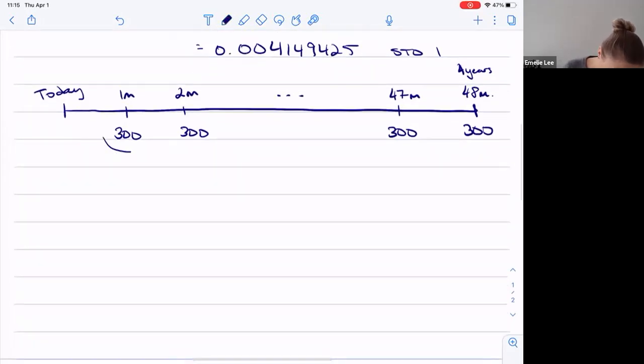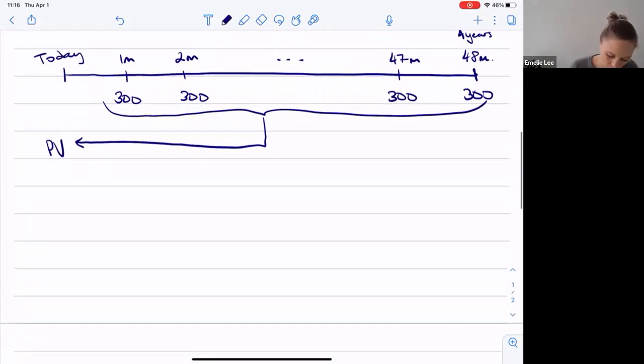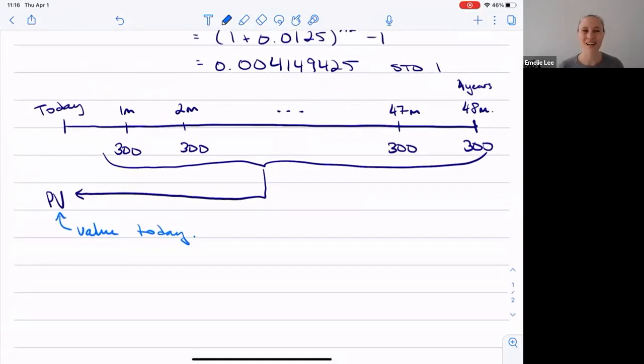So to show that all of these payments are contributing towards paying off one value, we use a kind of funnel. I use a curly bracket because I think they're really fun to draw. You can use a square bracket if you want, as long as you funnel them together to make one present value. And that's the value today. That's the value of $300 monthly for 48 months. Okay.